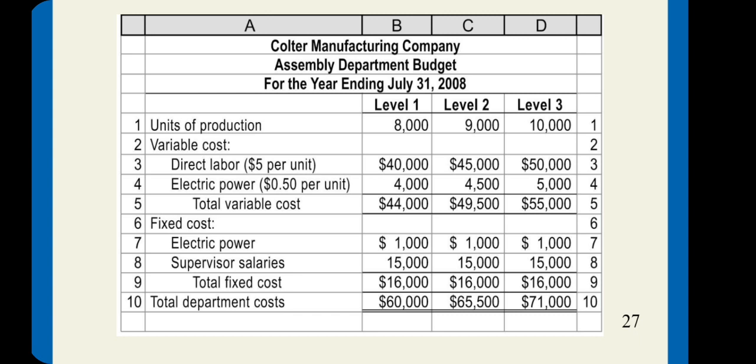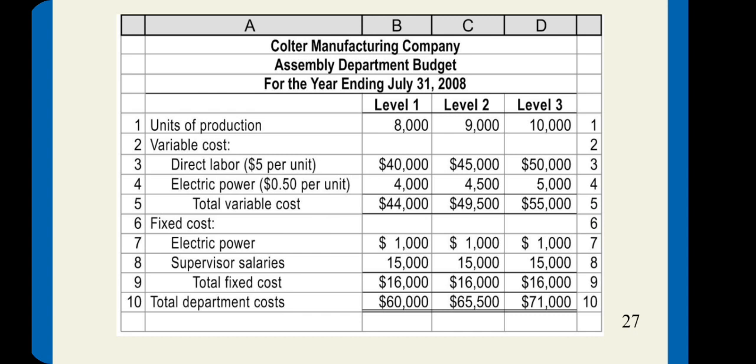But you see the list of fixed costs. The fixed costs are the same, even though there are changes in the quantity of production. At level 1, the electricity cost is 1,000. Level 2 is the same, 1,000. Level 3 is also the same, 1,000, because the electricity 1,000 here is a fixed cost. It will not change even though the quantity of production changes. Total fixed costs are the same at different levels of production.